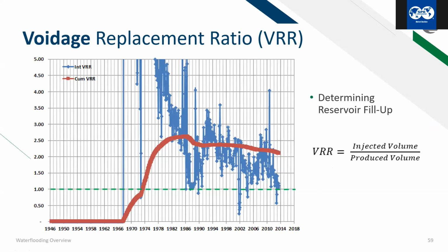So this plot goes into voidage replacement, in which you are determining your reservoir fill-up. That's what it's about. Voidage replacement has to do with when you produce from a reservoir, you're creating a voidage within that reservoir. And when you inject, you are replacing that voidage or filling it up. Ideally, in a water flood, you want your VRR to be equal to 1. So everything that you've produced, all the fluids that you've produced, you have replaced with injected water. And that's why I have the 1 highlighted here.